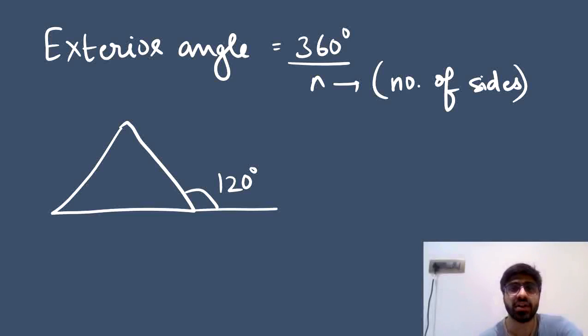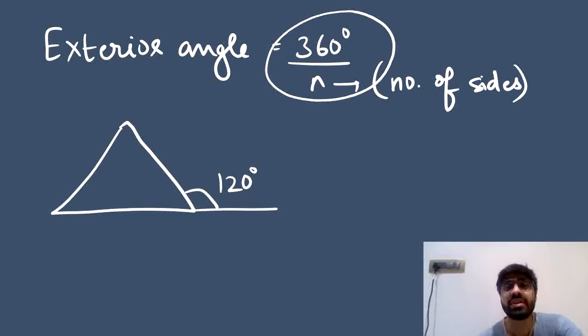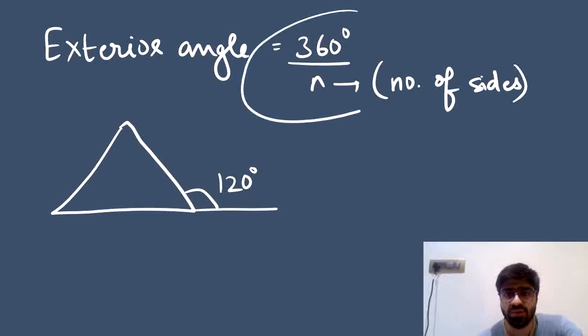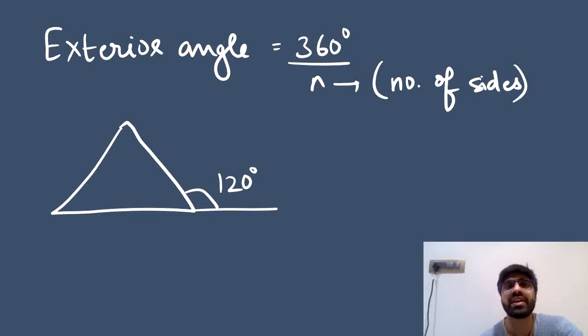I used to often get confused with the fact that this formula would give me the exterior angle or the interior angle. So I would always try it out for an equilateral triangle. That is, I would go for 360 upon 3. It would give me 120, and that is how I would convince myself that yes, this formula was giving me the measure of exterior angle.